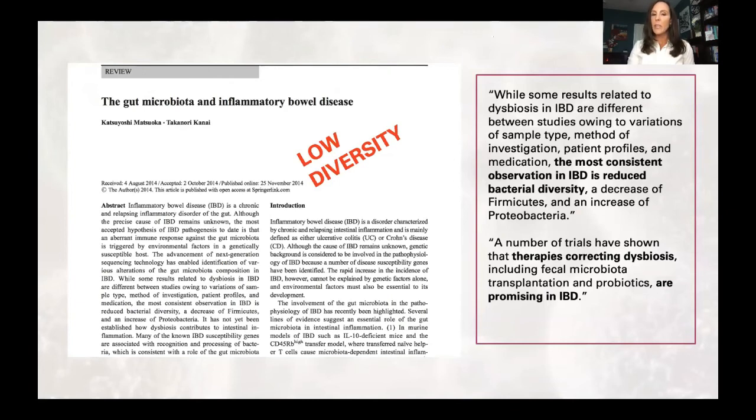Low diversity, so lack of keystone strains, is linked to dysbiosis in inflammatory bowel disease, with reduction of bacterial diversity, a decrease in Firmicutes, and an increase in Proteobacteria. And a number of trials show that therapies correcting the dysbiosis, including fecal microbiota transplantation and probiotics, are promising.